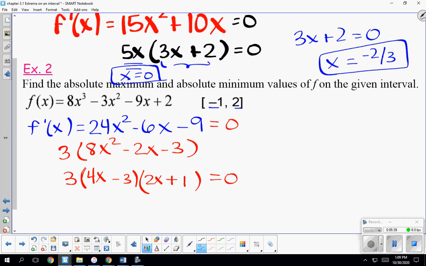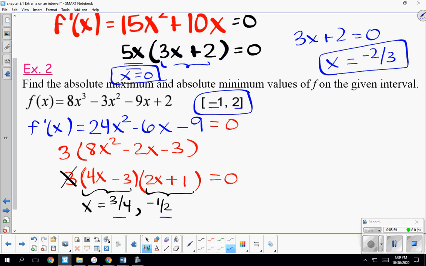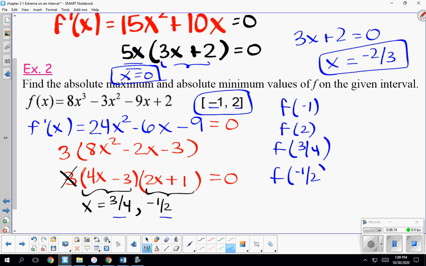And so when I factor, again, I need to set each of these equal to 0, and this guy never equals 0. So my critical number here is going to be 3/4, and my critical number here is going to be negative 1/2. And so my highest point could occur at either one of these, or it may occur at either one of those endpoints. So I have to now find the highest value. And so I'm going to use the position function, which is my original. So I'm going to plug in negative 1, I'm going to plug in 2, I'm going to plug in 3/4, and I'm going to plug in negative 1/2.